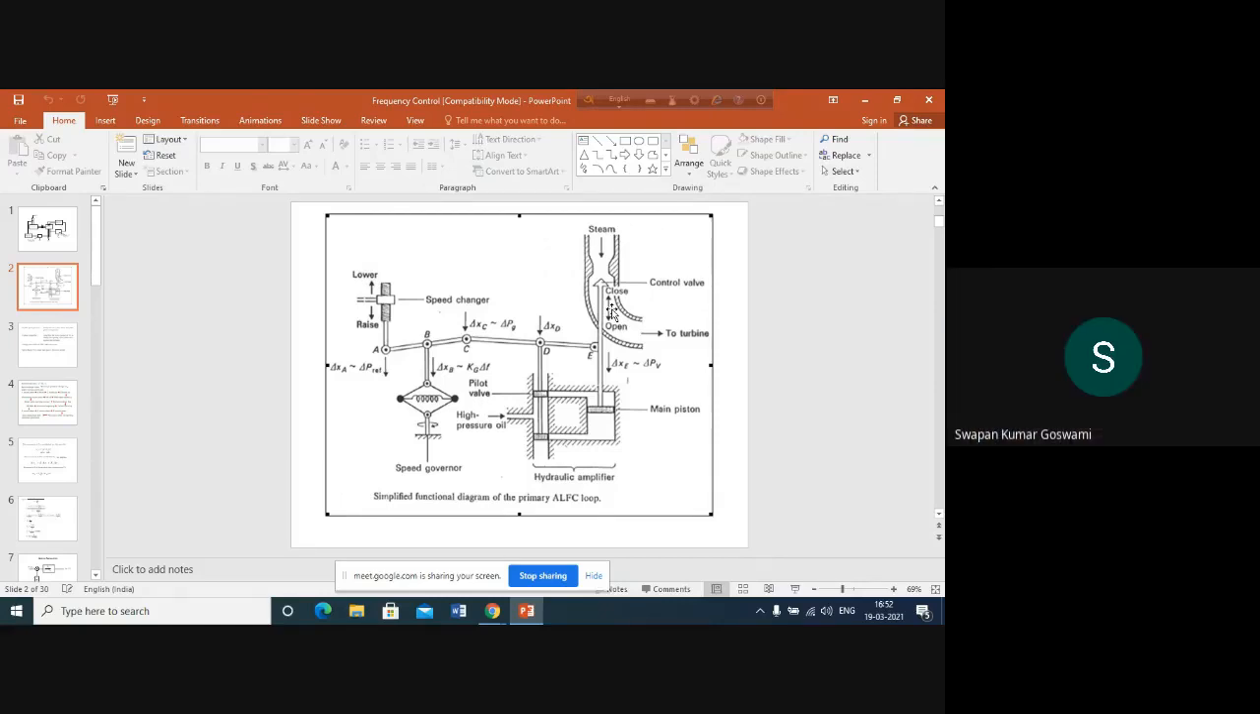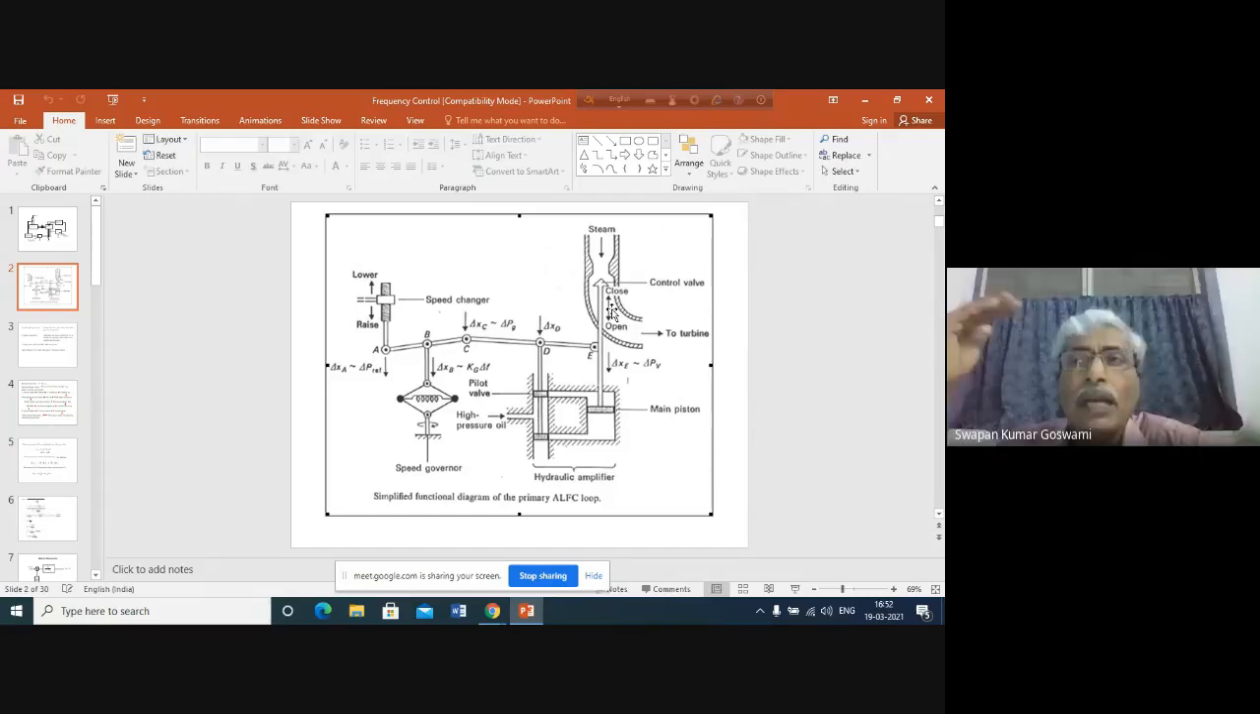So there is accelerating torque. There is a difference between input and output. Input is more than output, which means there is accelerating torque. As a result, the speed of the generator increases. As the speed of the generator increases, delta increases. As delta increases, the power output of the generator also increases.